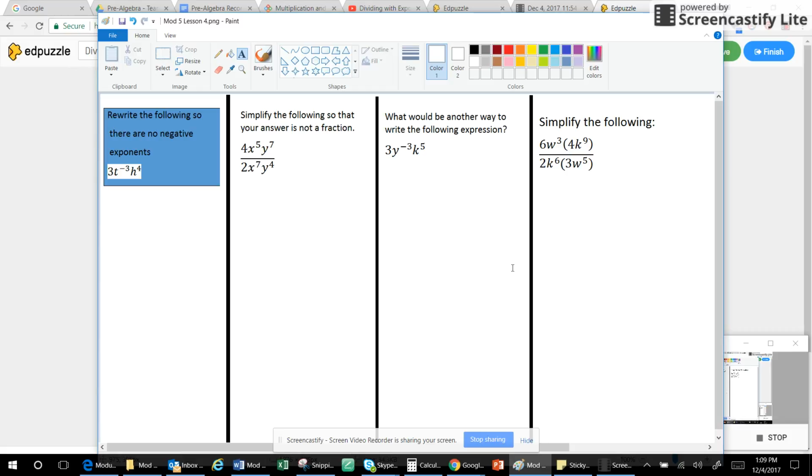Okay, so we're dealing with negative exponents now, and we got some different ways of looking at this. So we're going to jump in here. Go ahead and try the first problem, see what you come up with, and then hit continue to check your work and your answer.